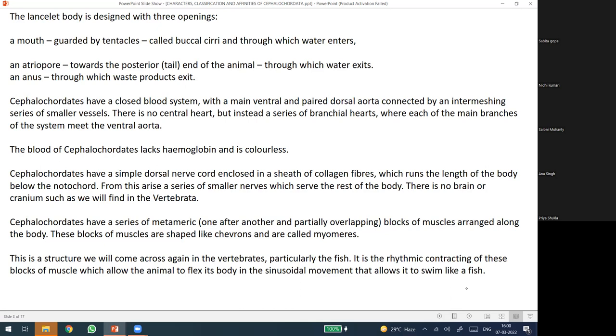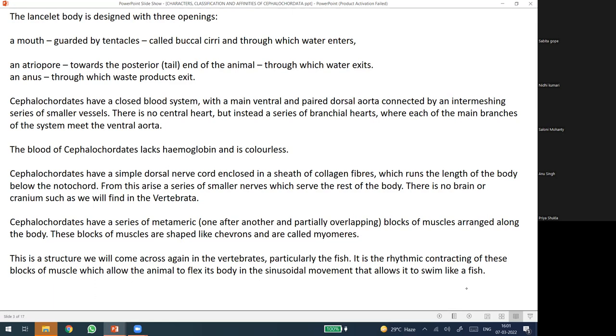Then another important characteristic is that cephalochordates have a closed blood vascular system with a main ventral and paired dorsal aorta connected by a series of smaller vessels to the ventral aorta. There is no central heart, but instead a series of branchial hearts where each of the systems meets the ventral aorta. The blood of cephalochordates lacks hemoglobin and is colorless, like the other protochordates.